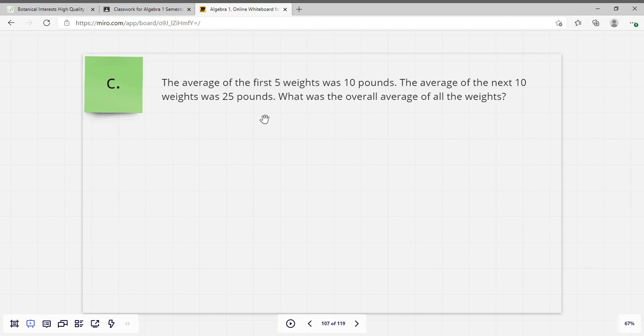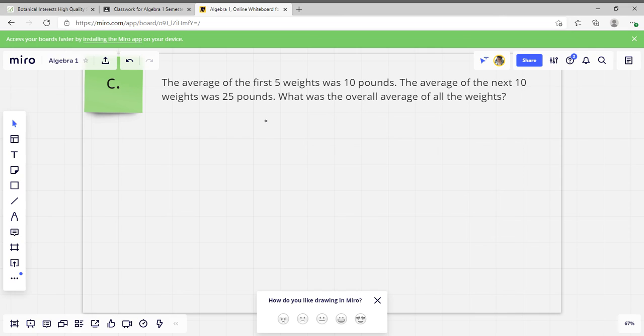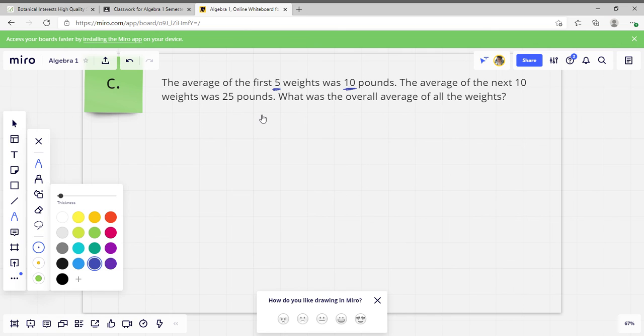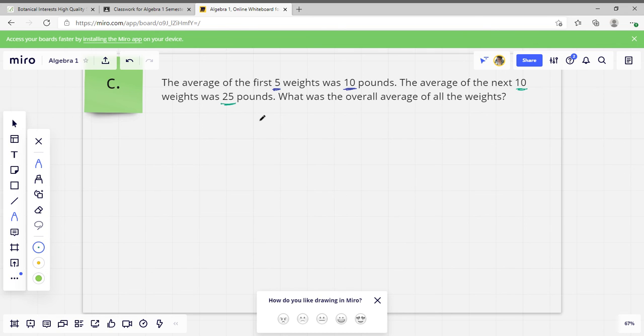All right, here's one of the average ones. The average of the first 5 weights was 10 pounds. All right, so first off, we've got 5 weights at 10 pounds. The average of the next 10 weights was 25 pounds. So we got 10 weights at 25 pounds. So I'm going to do 5 times 10. And I'm going to come up with 50 pounds.